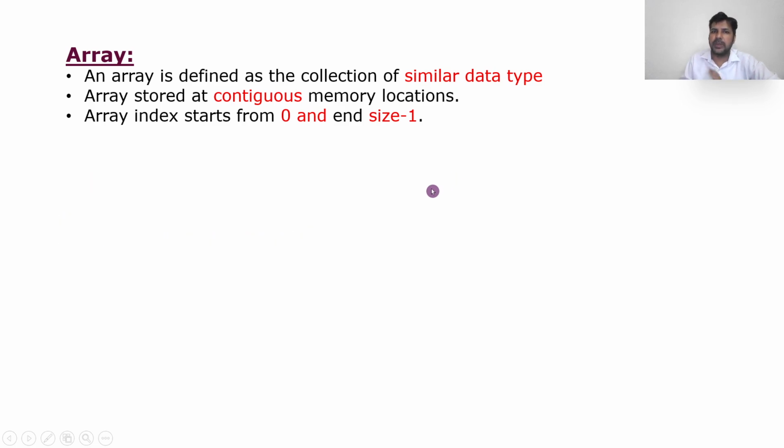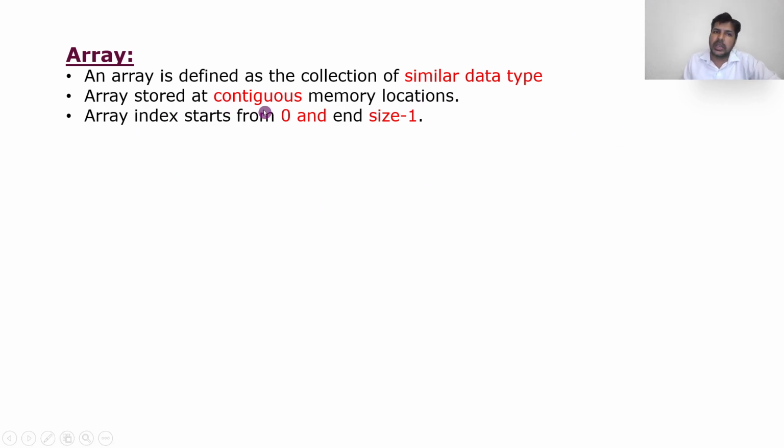So what is an array? An array is defined as a collection of similar data types. That means it should have the same data types. For example, if we write integer, it should have all integer data types. Float, all float data types. Character, all the data types should be character. That's why we call it similar data type.